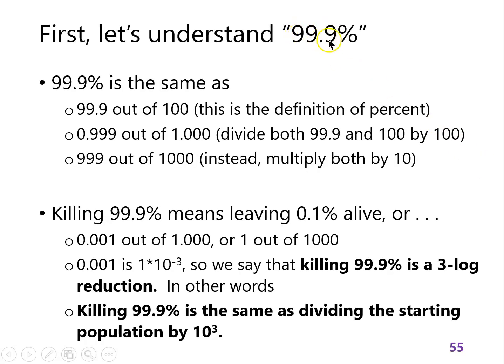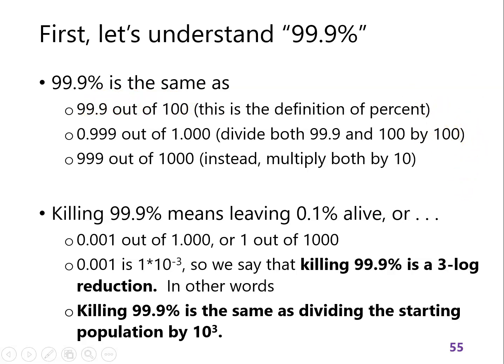So what does 99.9% mean? We can convert that to different ratios that might let us see it differently. So 99.9% is the same as 99.9 out of 100, because that's literally what percent means. It's a number out of 100. I would be more likely to think of it as 0.999 out of 1. And that's the same thing. We just divided both these numbers by 100. You could also see it as 999 out of 1,000 if you take this number and 100 and multiply them by 10. Either way, you get the same ratio every time.